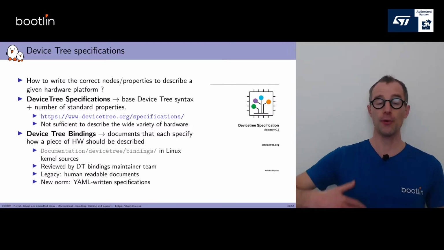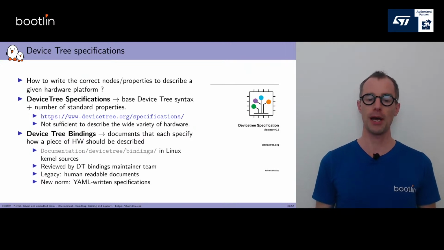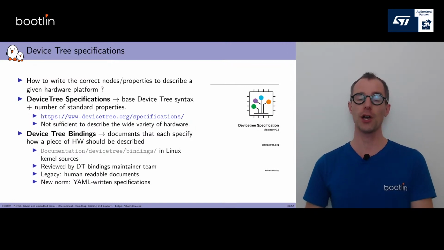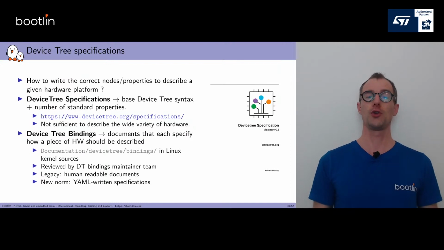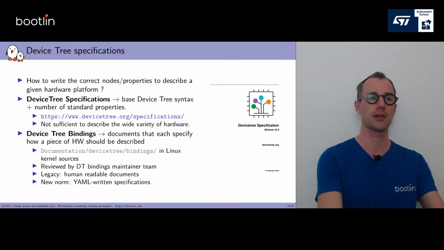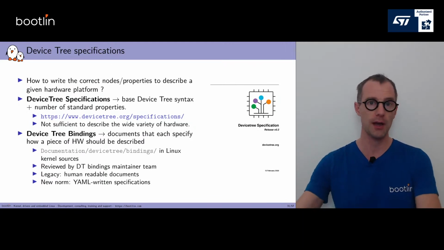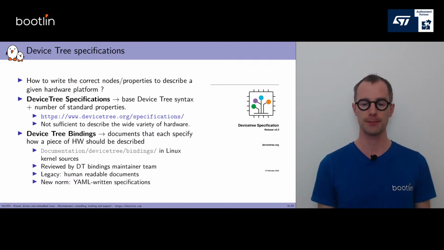So on top of that spec, we have the concept of device tree bindings. The bindings are documents that each specify how a given piece of hardware should be described in the device tree. So they tell which properties you should use to describe this particular audio codec, this particular I2C controller, this particular display panel, or Ethernet PHY, or any other piece of hardware that you might have on your system.